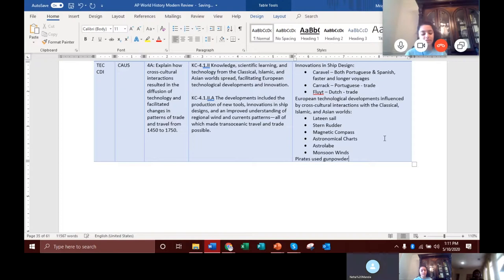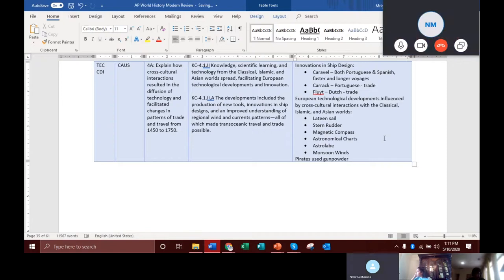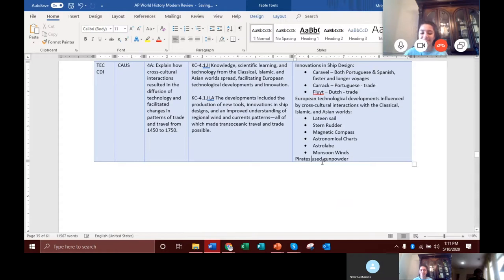Wait, are you looking in your book? Yeah, because I haven't studied this part that well. Alright, yeah. We can say that pirates used gunpowder. Pirates and other merchants use gunpowder in maritime trade for protection.